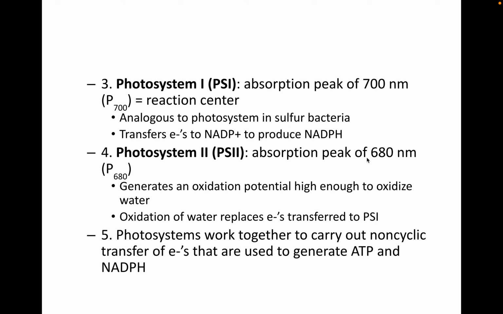Photosystem 2 has an absorption peak of 680 nanometers. And this has higher energy because, remember, with wavelengths, this is higher. It generates enough potential to oxidize water, where water will split. And when water splits, it replaces those electrons that get transferred to photosystem 1. So they work together, they transfer electrons, and what they do produce is ATP and NADPH, which will go on to the light-independent side of photosynthesis.